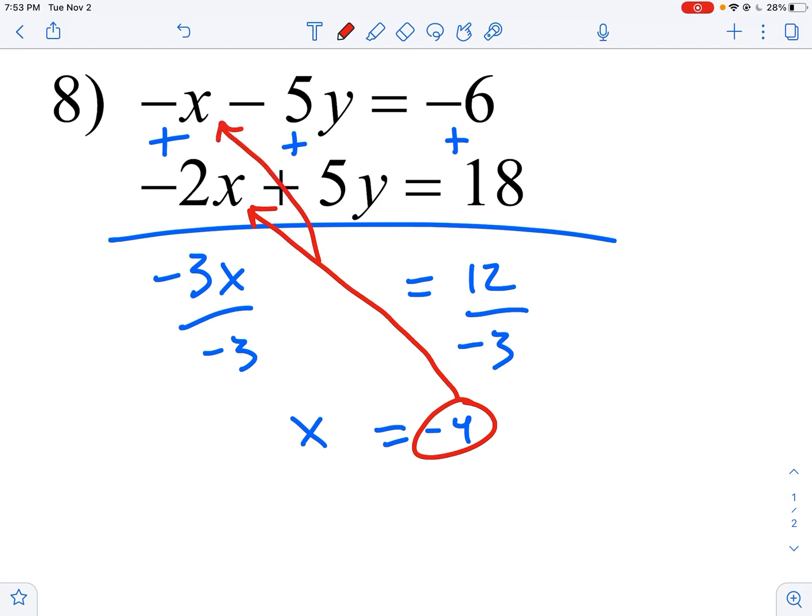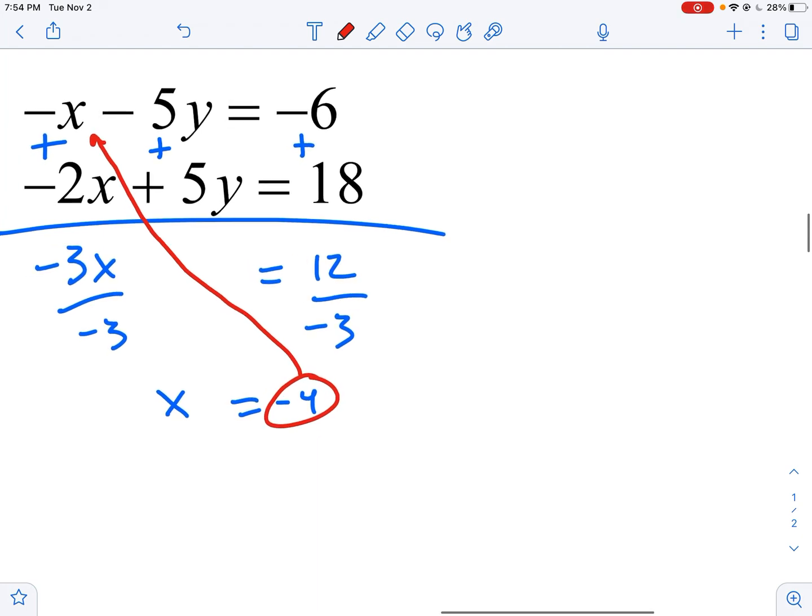We can put it in the bottom one. Either's fine. You'll get the same answer. I kind of like the top one just because there's less of a coefficient on that x part. It does have a negative, but I'll just put it in the top one.